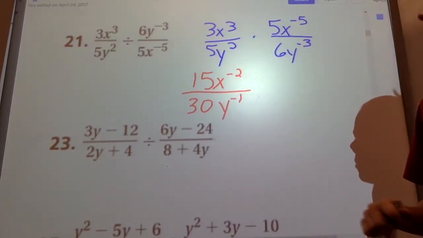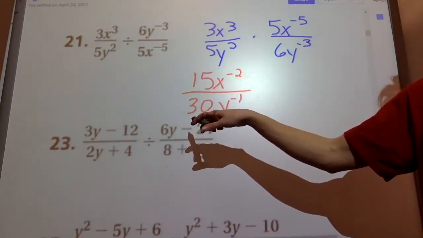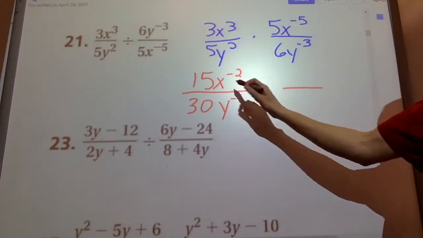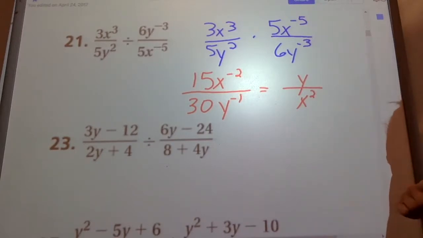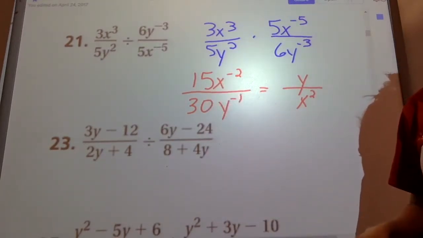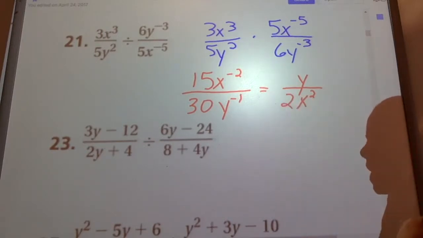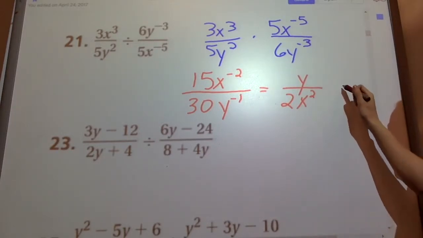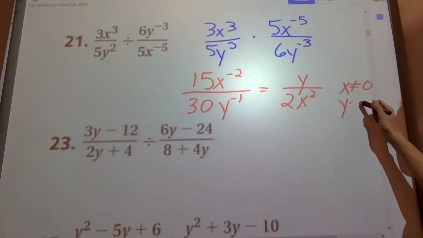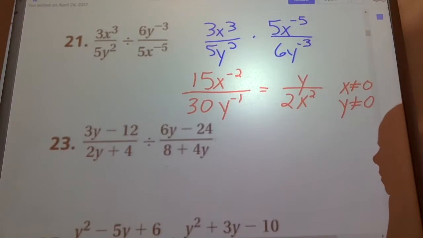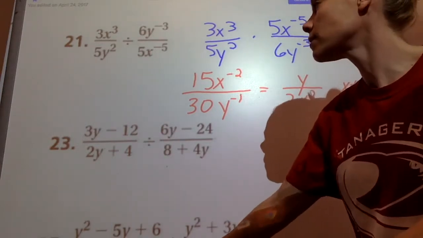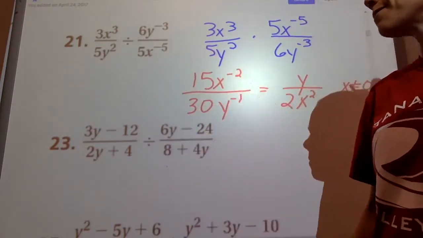Okay. Then I need to fix the negatives and then reduce 15/30ths. So this x squared is going to go on the bottom to become positive. This y is going to go to the top to become positive. And then 15/30ths reduces to what? 1/2. So if you put the 1, that's fine, but technically you wouldn't. And then I would say x cannot be 0, y cannot be 0. Because I go back to the original and think, okay, x's and y's cannot be 0. And technically, I guess, again, it would just be the y.